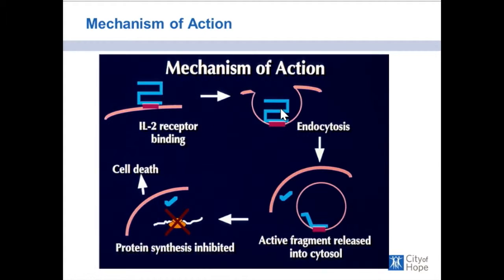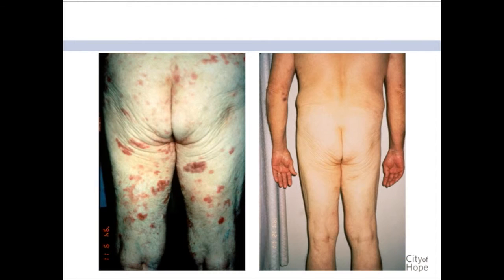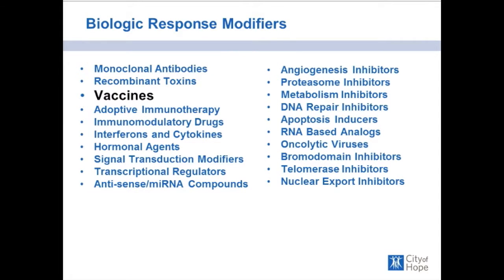And as a result, you inject it into the bloodstream, it finds the cancer that expresses the IL-2 receptor, it gets endocytosed, the active fragment, the diphtheria toxin, gets released, and it inhibits protein synthesis, actually by affecting the ability to add proteins through the elongation factor, and then it leads to cell death. And here's one of our cutaneous T-cell lymphoma patients before and after therapy with this product.